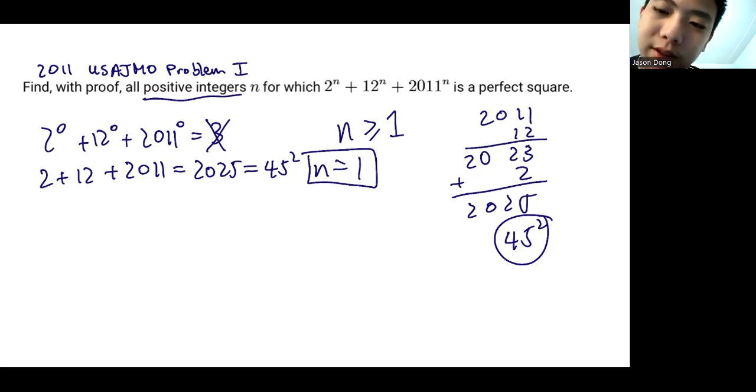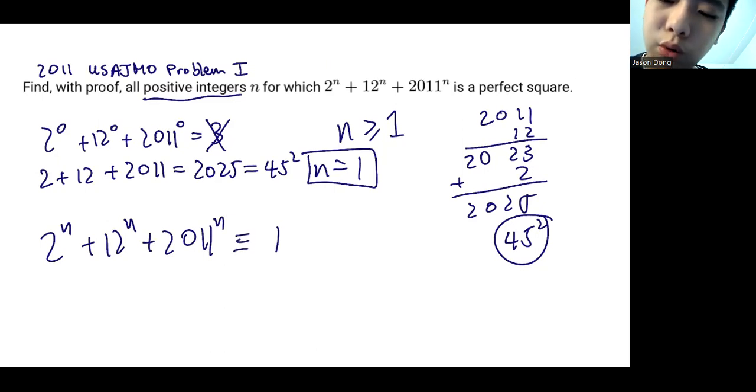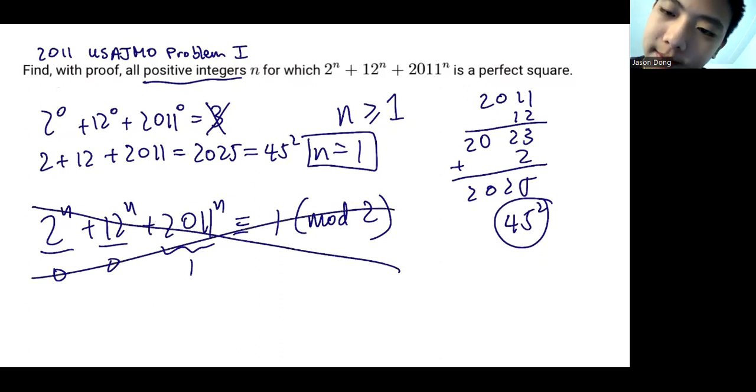So what if we take modulo 2? But actually modulo 2 would be too small, because we would have to cancel this and cancel this. 2^n + 12^n + 2011^n would simply be equal to 1 modulo 2. And that's not very useful for our purposes, because that gives 0, 0, and that gives 1. That's not very useful.